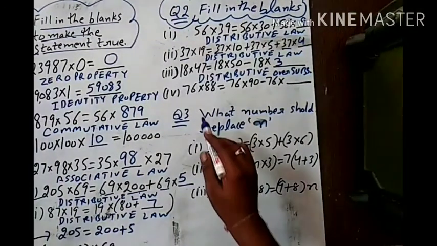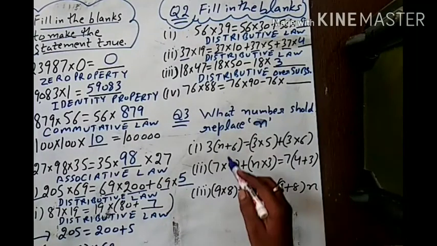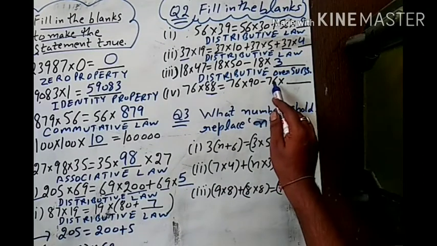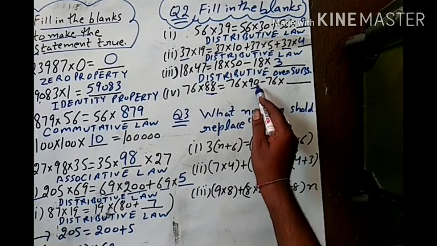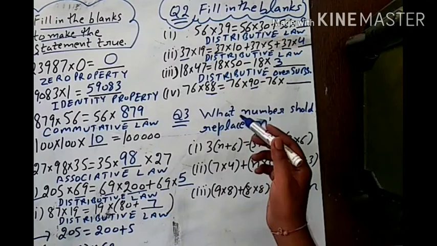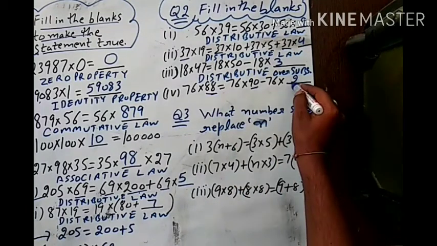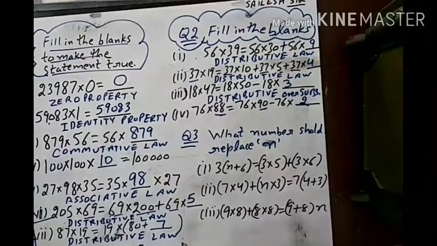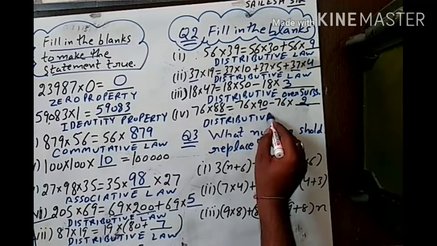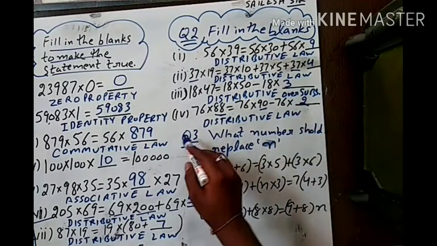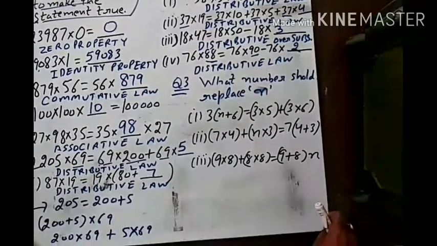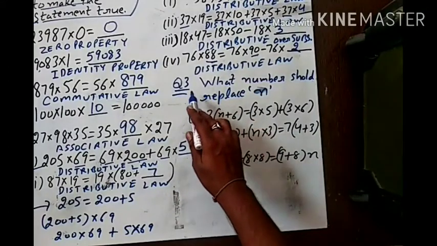Now question number 4. 76 multiply 88. Now this is 88 and here 76 multiply 90 minus 76 multiply by what? You will see that we have to make 90 to 88. So which number must be subtracted from 90? This will be 2. So this is also distributive law over subtraction, just like the third part.